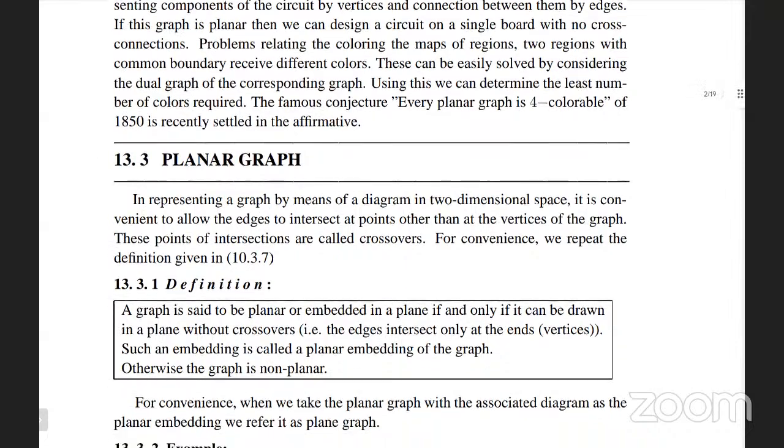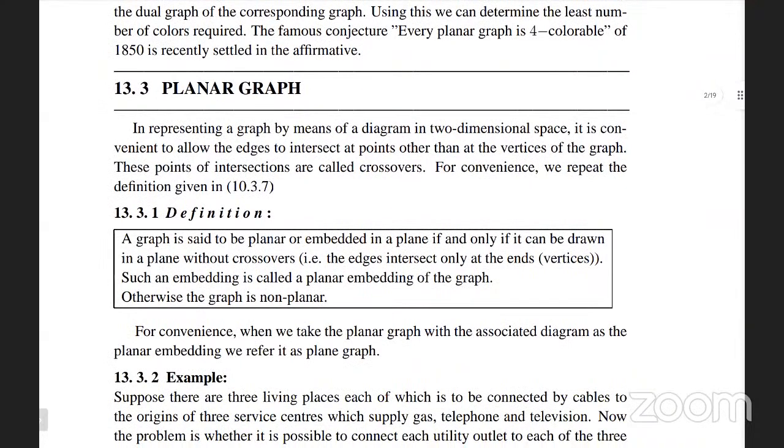Next, a graph is said to be planar, or embedded in a plane, if and only if it can be drawn in a plane without crossovers, that is, the edges intersect only at the ends. Such an embedding is called a planar embedding of the graph. Otherwise, the graph is called non-planar. It means that if it is planar, there are no crossings. That kind of observation applies to a planar graph.